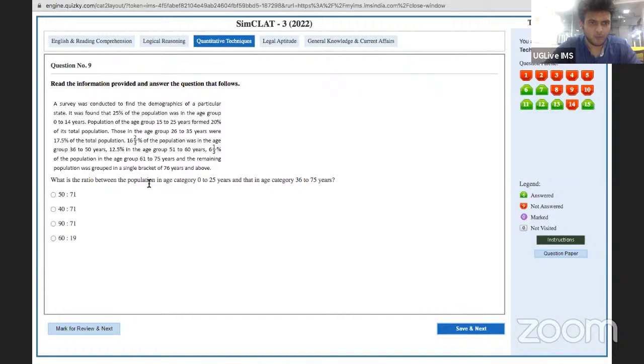What is the ratio of the population in the age category 0 to 25 years and that in 36 to 75? 0 to 25 क्या है? 0 to 25 हो गया मेरा 45%. ठीक है. और 36 to 75 कितना है? 36 to 75 is 16, 2 and a half, 12.5. This is 45. 16, 2 and a half and 12.5 हो गया आपका 28.75, right?